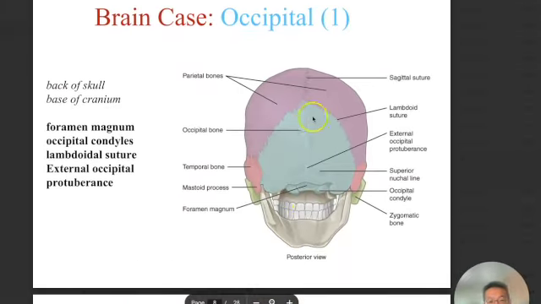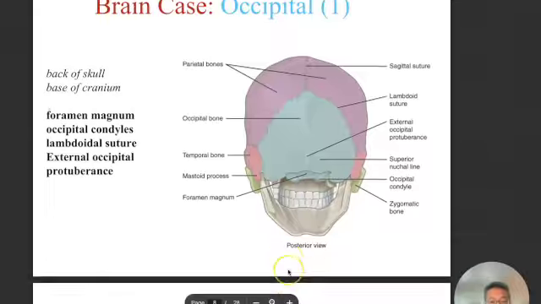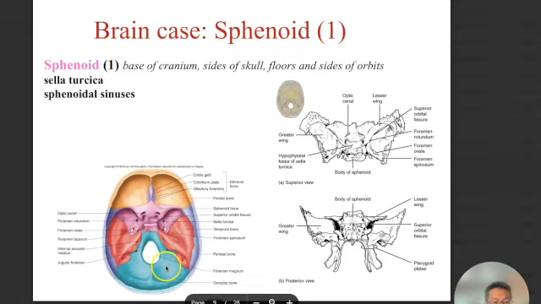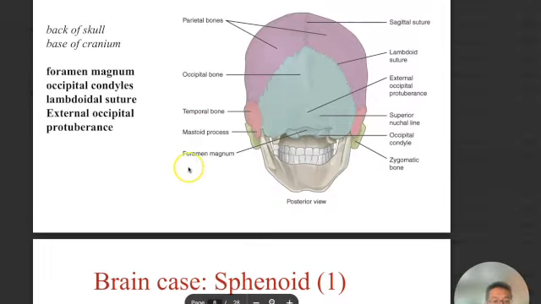Here's the back of the head. External occipital bone right here, or we can call it the EOP, external occipital protuberance. That's the bony part that's sticking out. Foramen magnum. This view doesn't do justice. Is this hole right there? Foramen magnum. Foramen is the hole, magnum is big. This is the hole where your brain stem comes out.